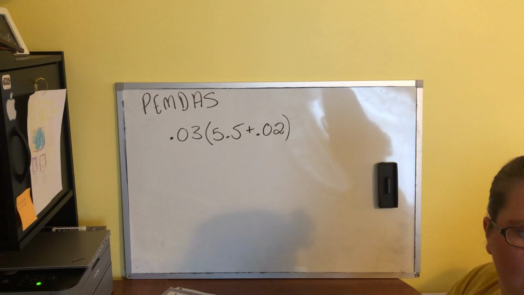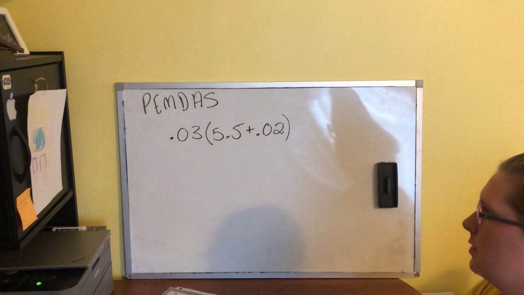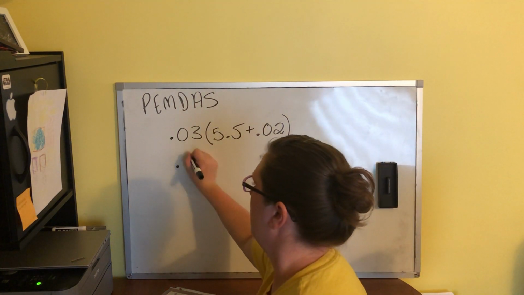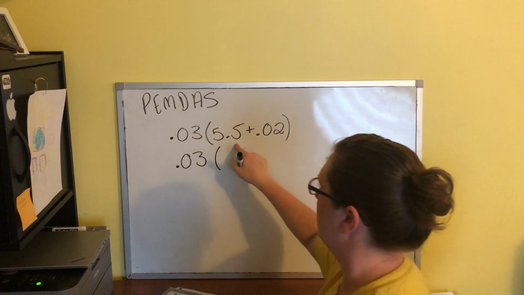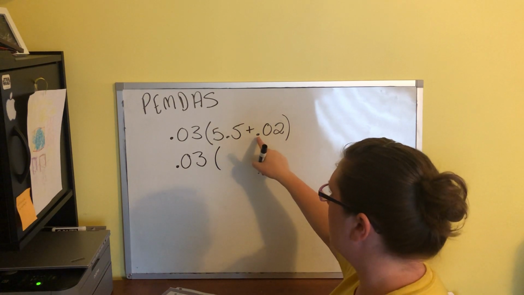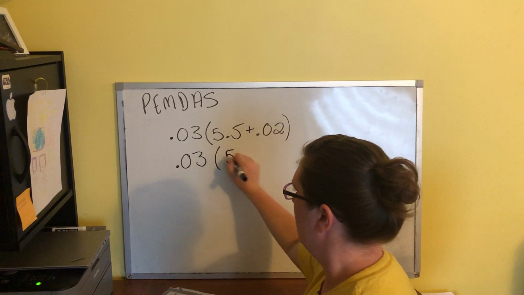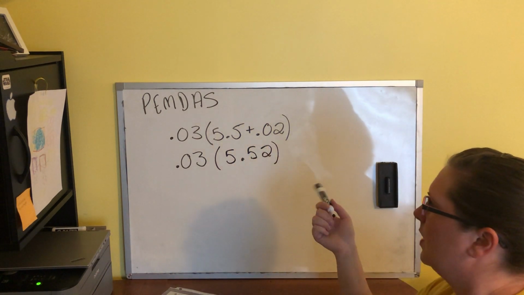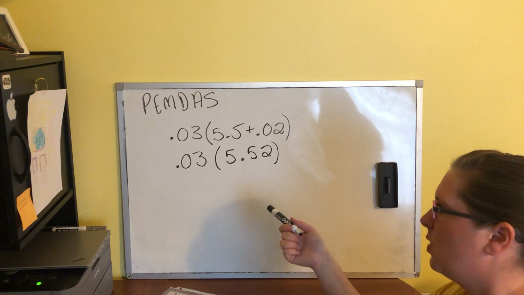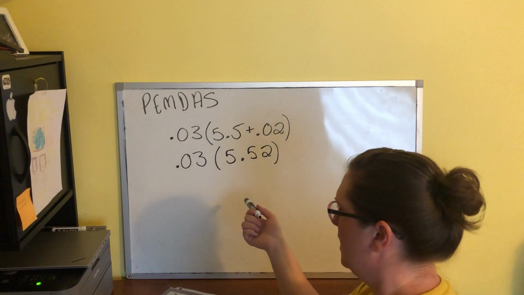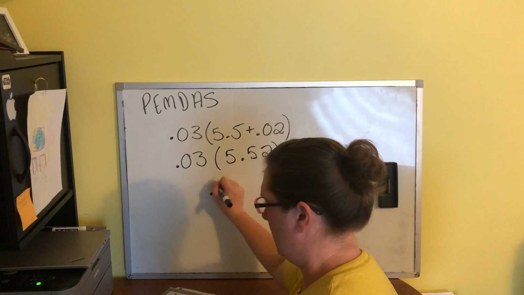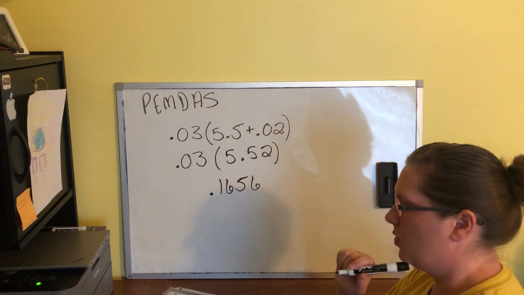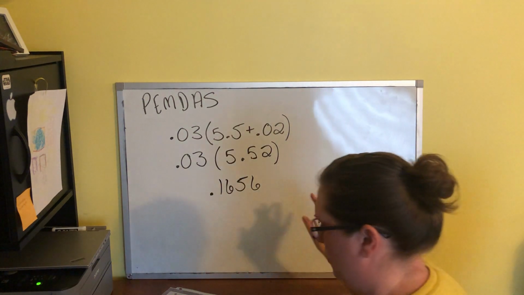So first thing we're going to look for, are there parentheses? Yes. So that's what we need to handle first. So it's addition in the parentheses. So let's go ahead and copy down the 0.03. So 5.5 plus 0.02 is 5.52. And once again, I kept the parentheses because this is signaling multiplication with the 0.03. So now I would multiply those two numbers to get 0.1656. Okay? So once again, nothing too crazy, nothing too difficult.